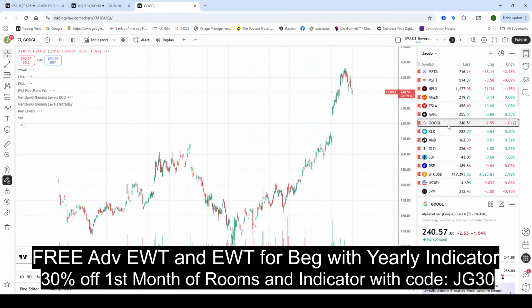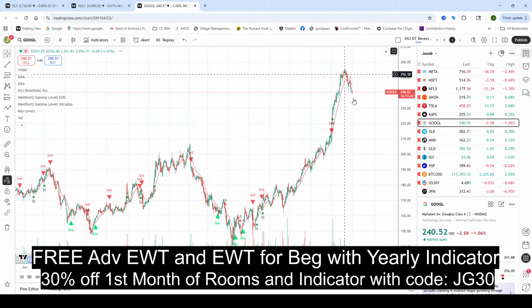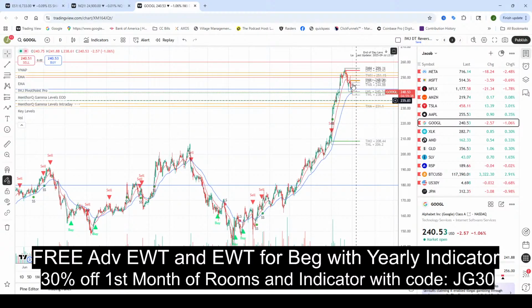And Google is falling off of a major rip. They have not had a chance to make a lower high yet, but they're at their 21 daily, and this is going to be a key level for Google. If they lose this, there's a lot of room down here to 207.